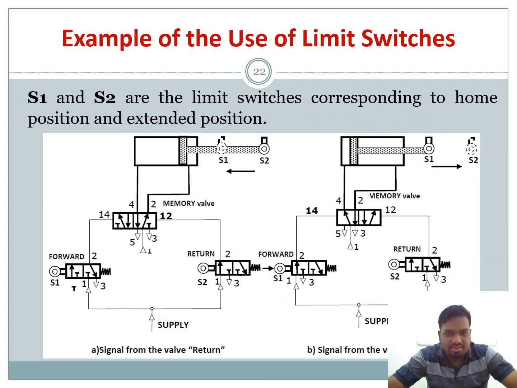You can see here the use of limit switch. You have two limit switches here. This is for the normal limit switch. S1 is to check whether your cylinder is at the retracted position, and S2 is used to check whether it already reached the maximum extension. Based on this, you can play around with your circuit.